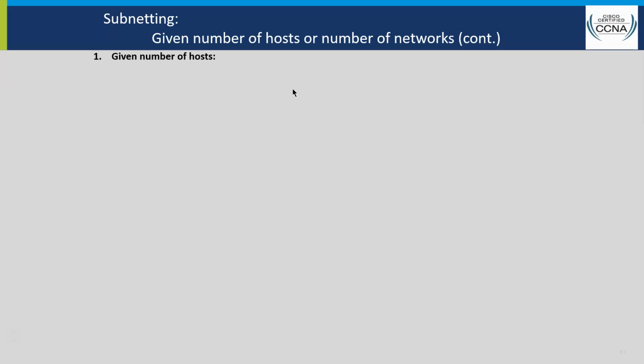This just goes through what we've done. Given the number of hosts, the address 10.1.1.0/24, identify the subnets where each subnet has at least 14 hosts. And this is 2 to the n minus 2. So 2, 4, 8, 16, 4 bits. And we can go through here.